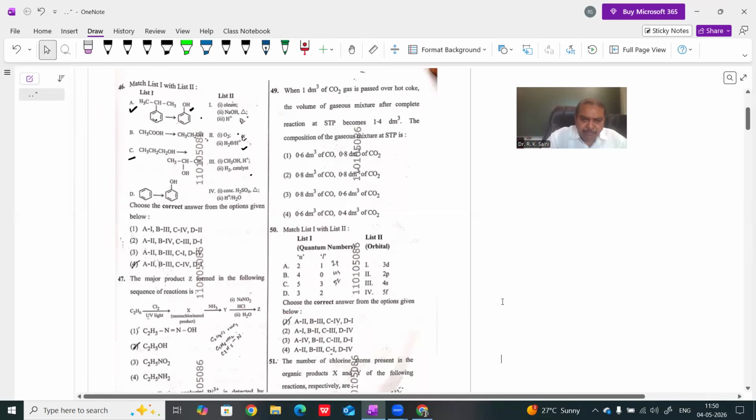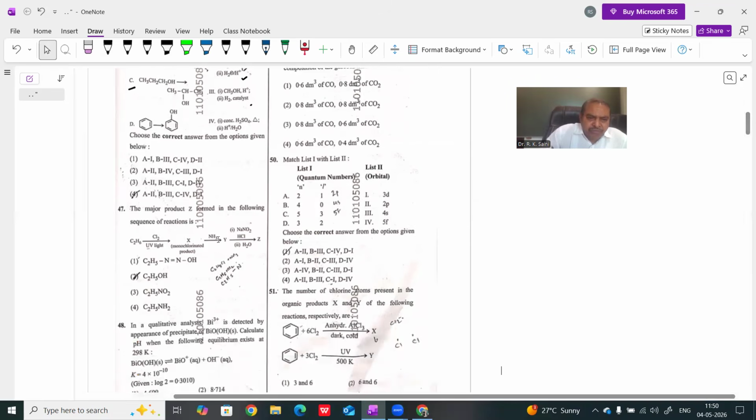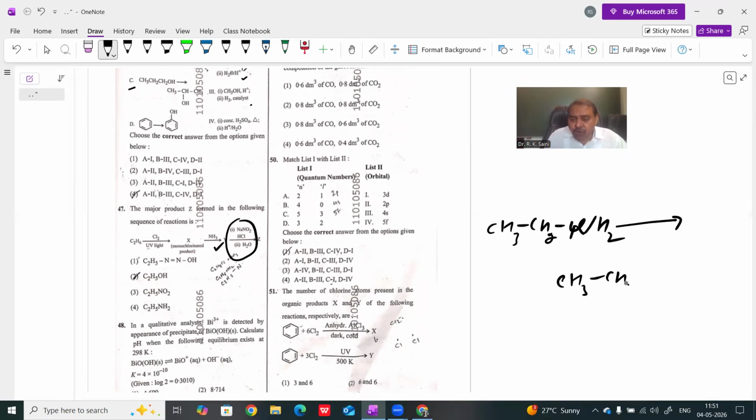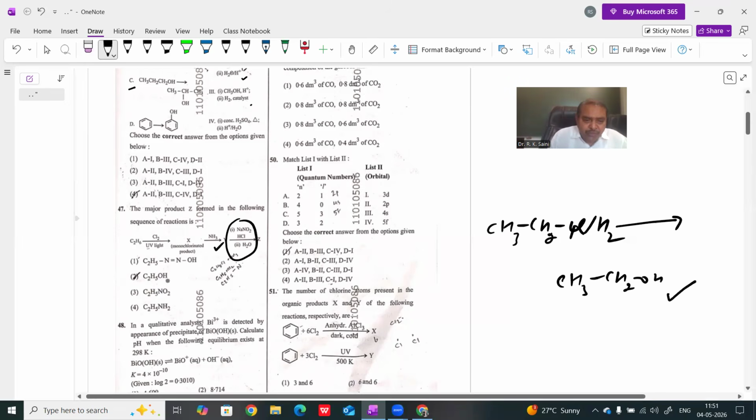Question next. 47, the major component. First, when ethane reacts with chlorine, it changes into chloroethane. With ammonia, it changes into primary amine. And reaction with NaNO2 and HCl is an important reaction. In case of aliphatic primary amine, the product is alcohol. And in case of aromatic primary amine, the product is the diazonium salt, N2Cl. This characteristic reaction in case of an aromatic compound is known as diazotization. But here the product is alcohol.